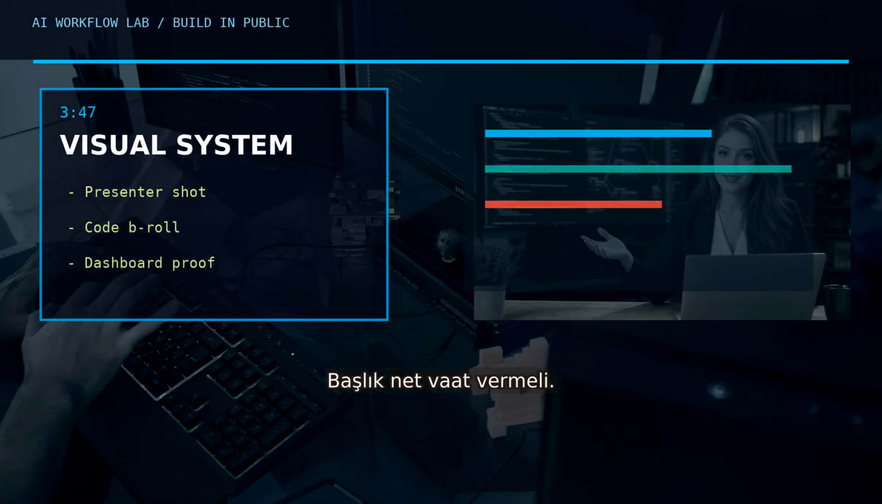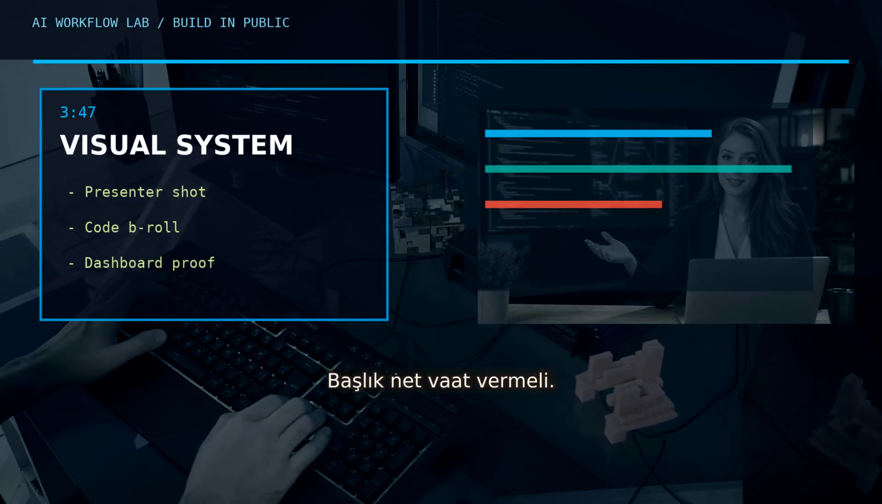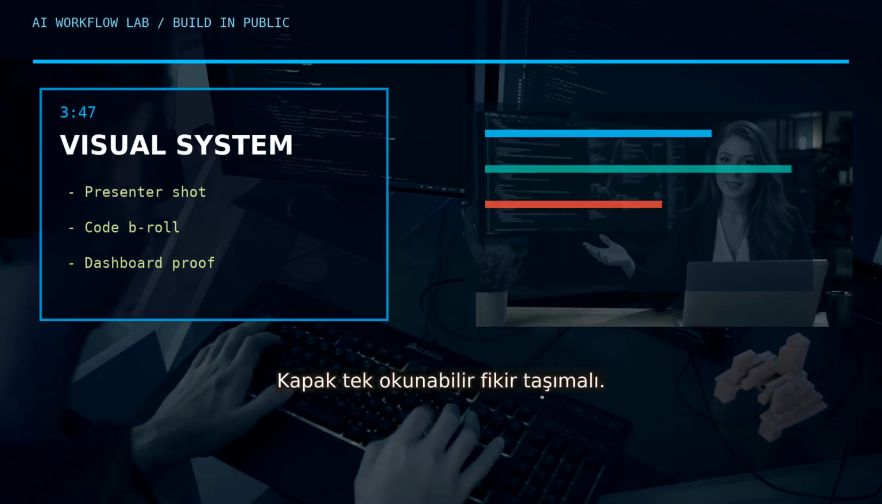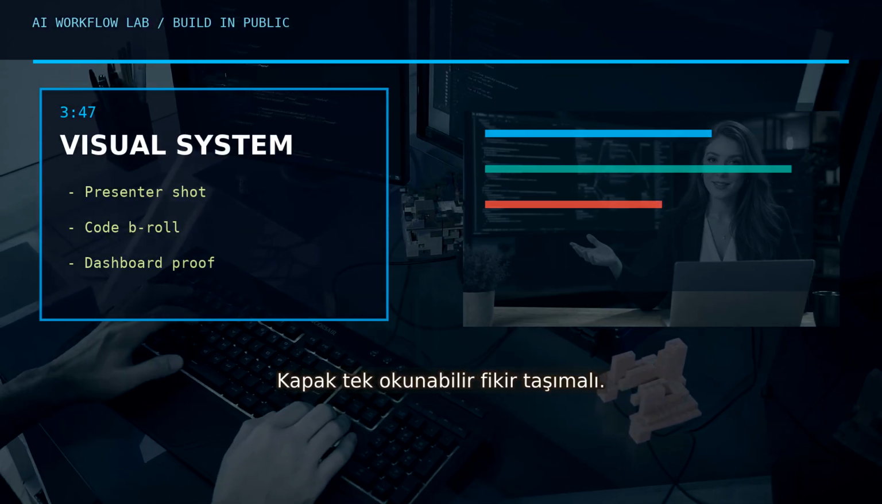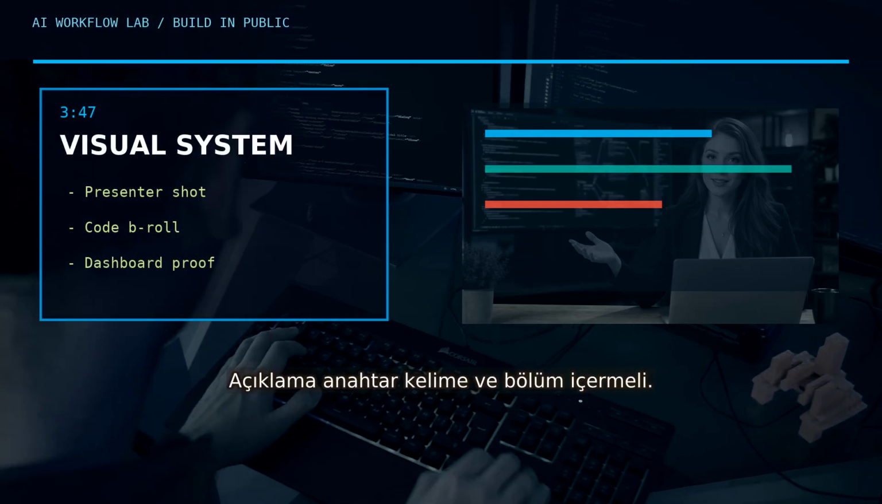A red-haired AI engineer presenter shot gives the video a recognizable opening. Code footage gives technical credibility. Dashboards show that the system is real. Subscribe buttons and end screens turn attention into action.